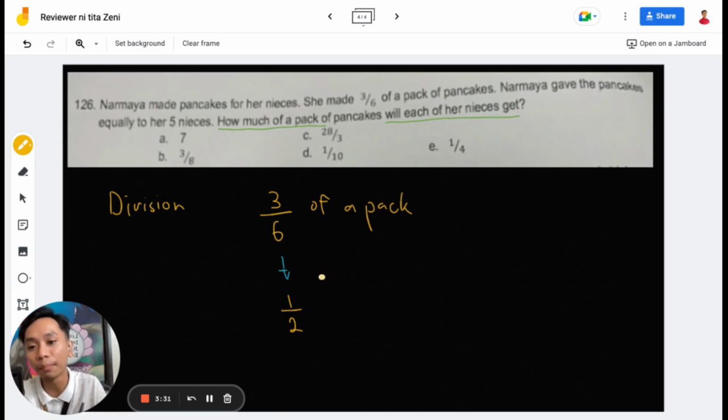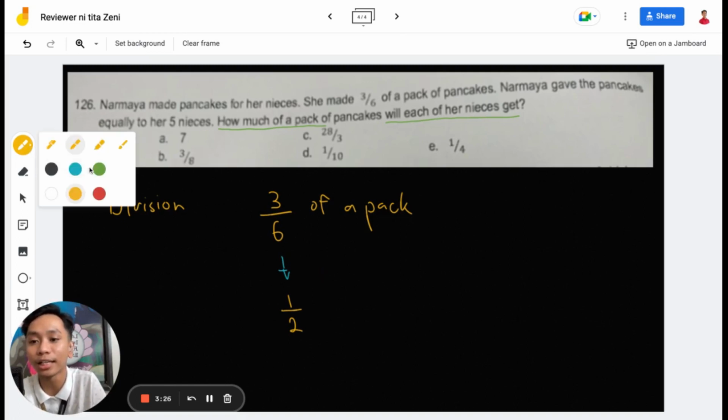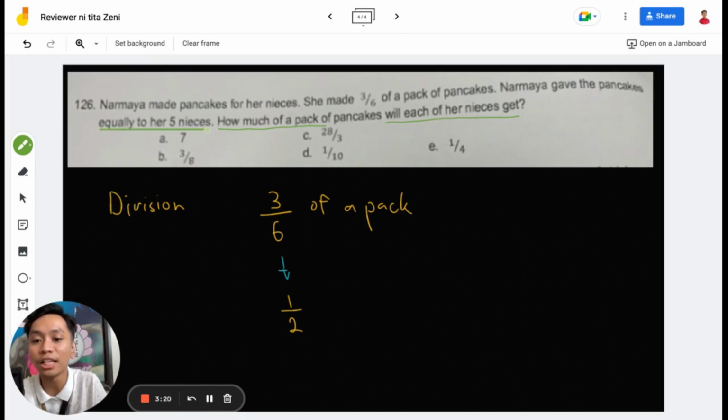Ngayon, ginagawa niyang pancake ay binigay niya daw equally sa kanyang nieces. Another indicator na kailangan mo mag-divide. She gave it equally to her 5 nieces. So essentially, we need to divide 1/2 by 5. Yung kalahati, di-divide natin sa 5. Ngayon, remember, this is a fraction divided by a whole number.